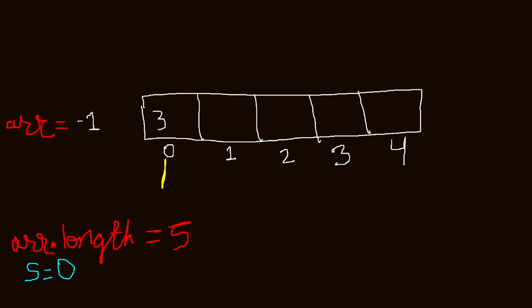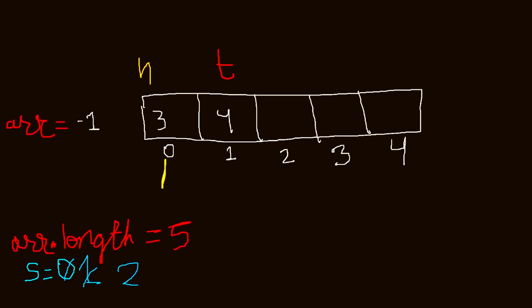So head is this, and tail is at right here. Now again, if you want to insert a new element, then 4 will be inserted over here, and the tail will move forward from index 0 to index 1. At the same time, when we inserted 3 at index 0, the size has become 1. When we inserted 4, the size has become 2.